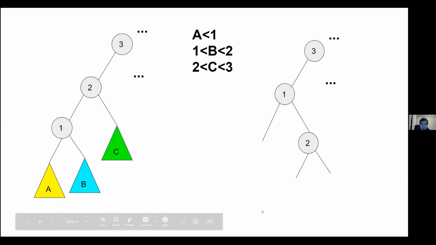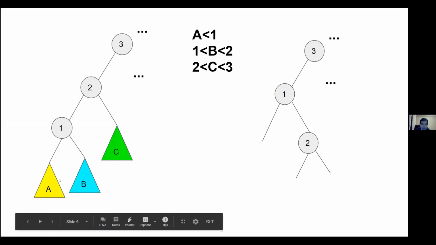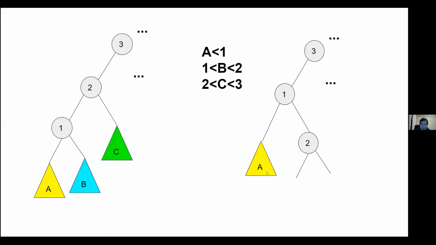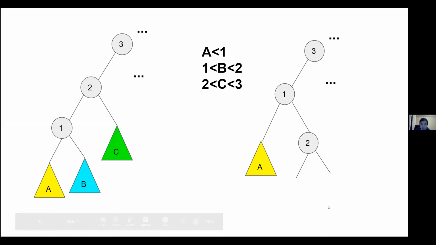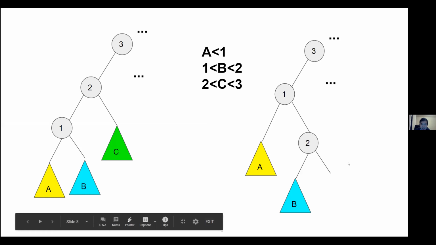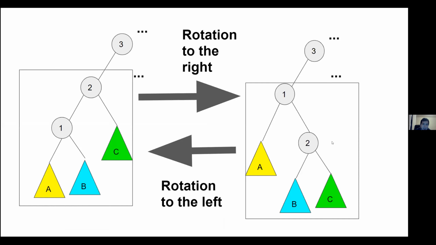And how do we fill in the three subtrees? Well, first of all, since A is less than 1, A has to go here. Then B, since B is between 1 and 2, B needs to go here. And then C goes here. So this is called a rotation.